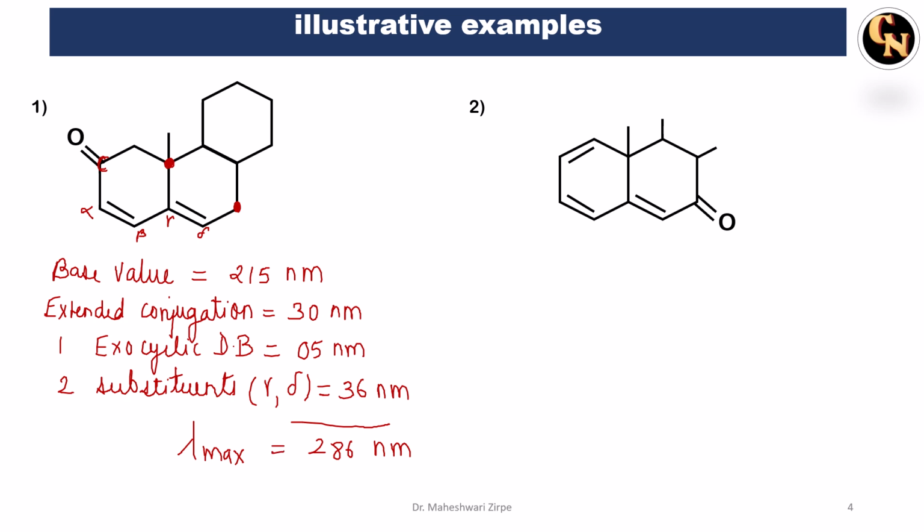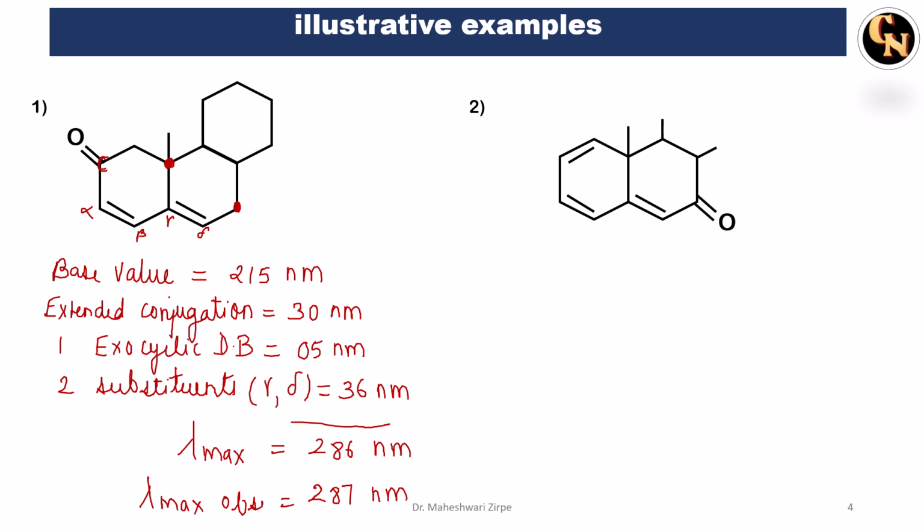So the lambda max value calculated is 286, and observed, when you see it with the instrument, you will get 287, so hardly it makes any difference. Okay, so whatever you calculate using this Fieser's rule is the same as what you get from the instrument. So let us go for the second one.